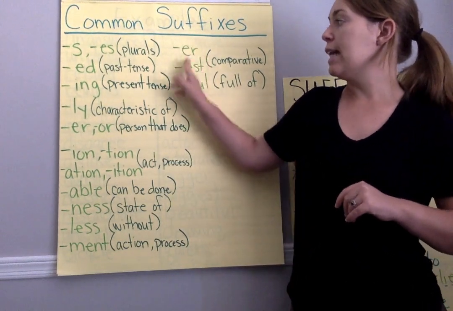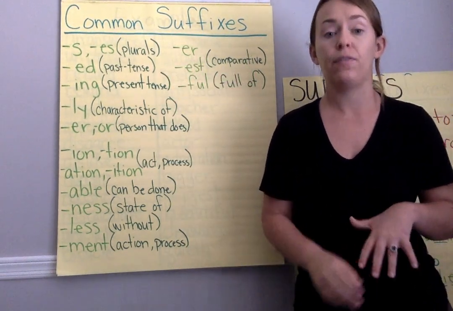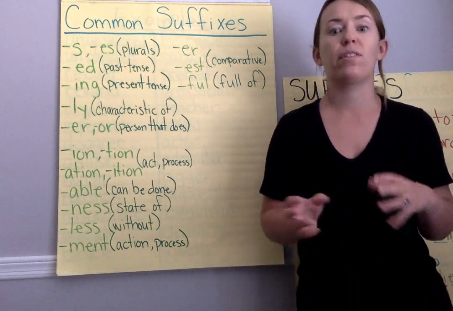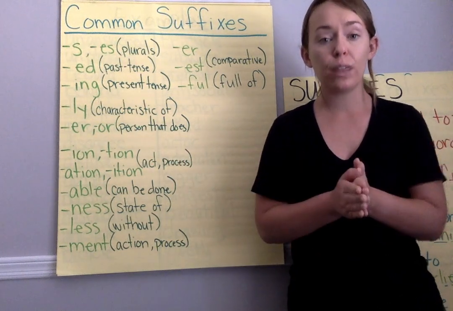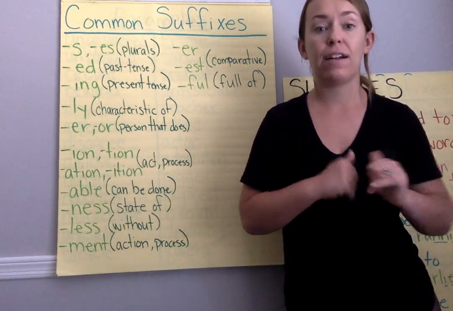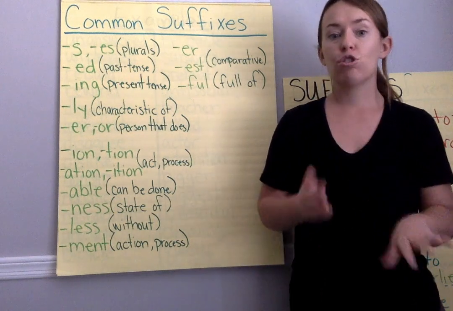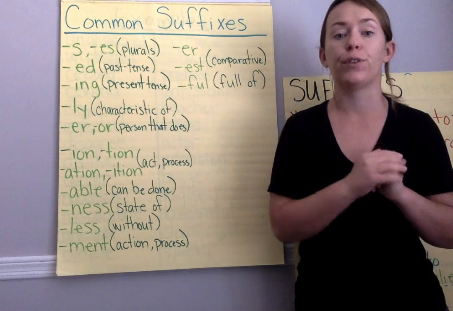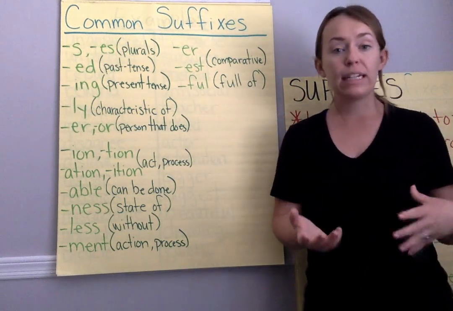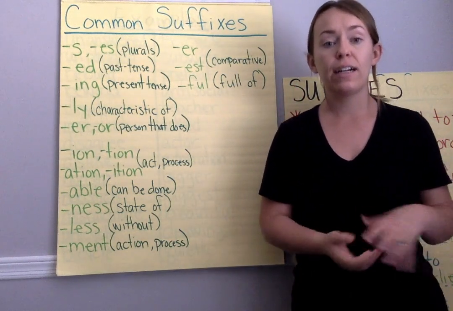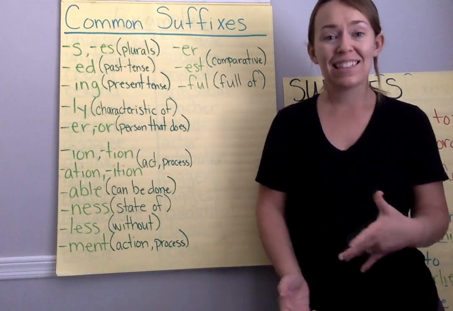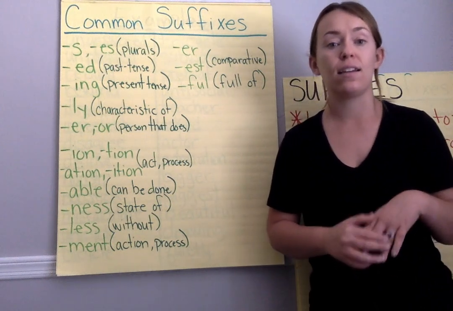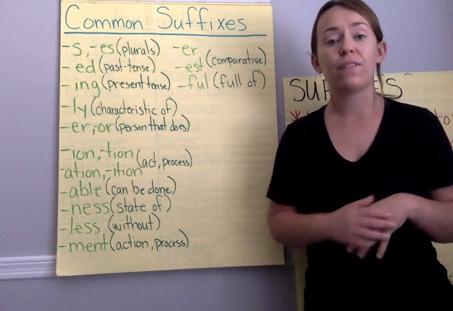ER and EST are comparative suffixes. So we're going to go over a couple of examples, but just remember that ER compares two things and EST compares more than two things. So just keep that in mind as well. And lastly, we've got full, which means full of. So I know we're breezing through prefixes and suffixes right now. Take a second, write these down. It is review, so we should be doing pretty good with understanding what they are and how to identify them.